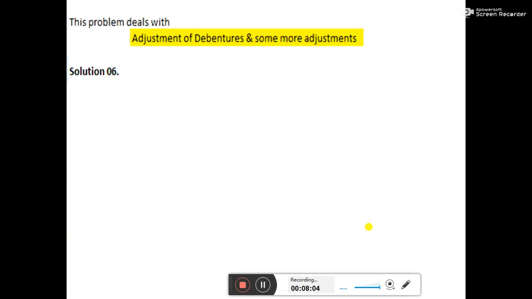So solution to problem number 6. This problem basically deals with adjustment of debenture and some more adjustment. Some more adjustment basically means that revaluation of asset is there. Then profit on unsold stock, that is 1,000 rupees. We will see that. And then intercompany transaction like bills receivable, bills payable, debtors, creditors. These are the important adjustments which will be covered in this problem. So working notes we will prepare with the help of a diagram explanation.